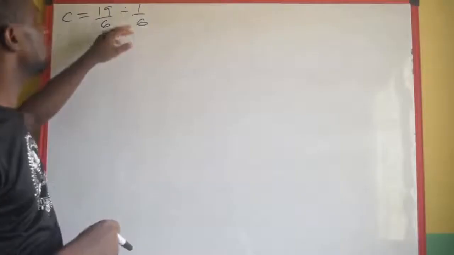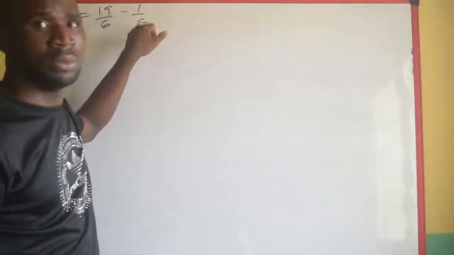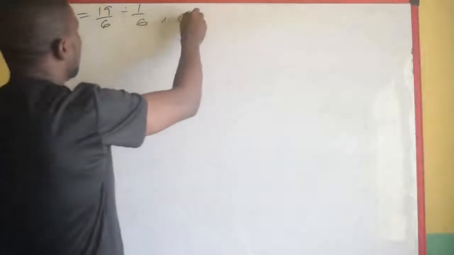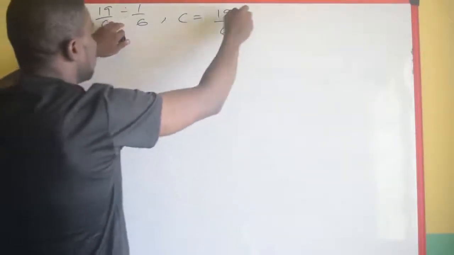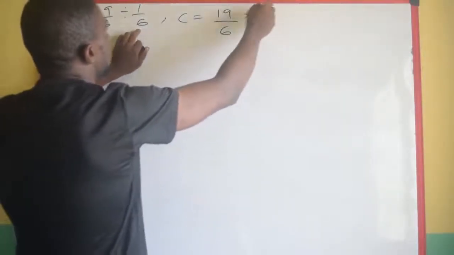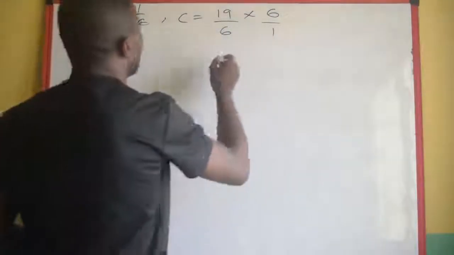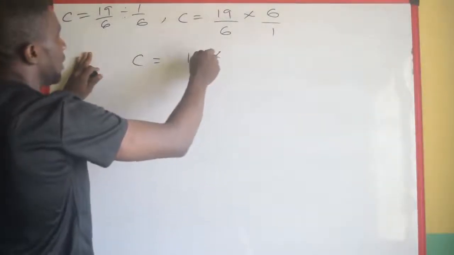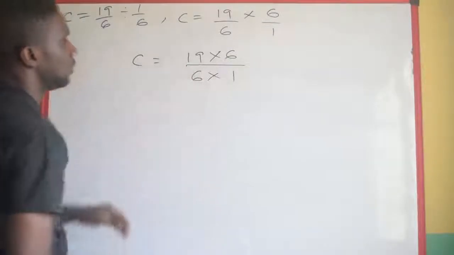What I mean by inversion is this 6 here will go to the top and 1 will go to the bottom. So we'll have C is equal to 19 over 6. This division will change to multiplication, times this 6 will go up, divided by 1. And this is something like writing 19 times 6 divided by 6 times 1.